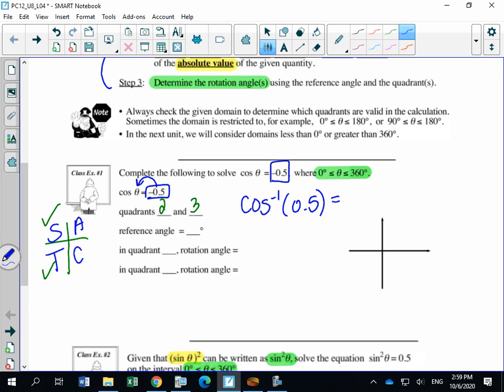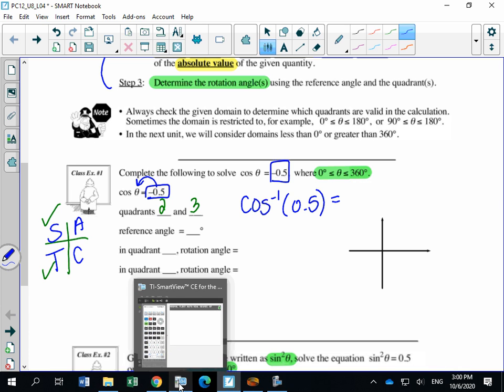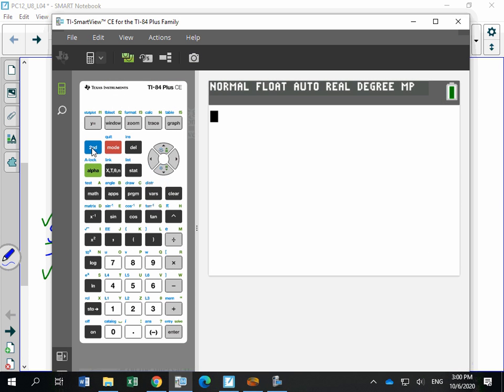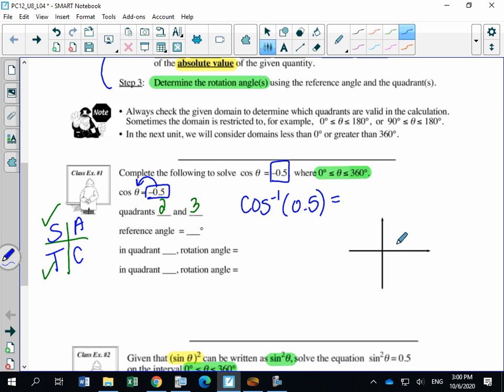And let's figure out what that reference angle is. Whenever we are figuring out the angle, our calculator always gives us the reference angle. So second function cos, that's the inverse cos of 0.5. That gives me a reference angle of 60 degrees, and that is always going to be theta r. So my reference angle is theta r.